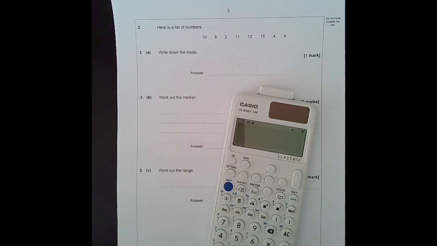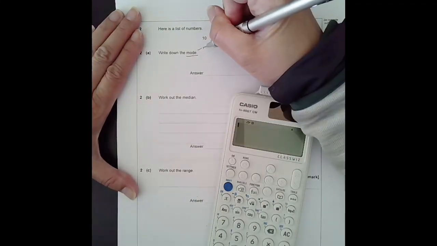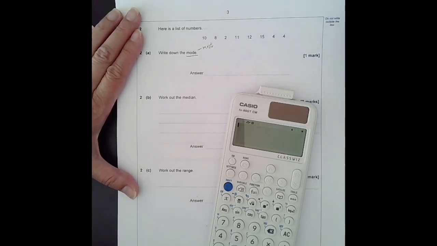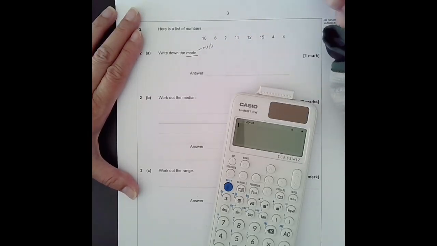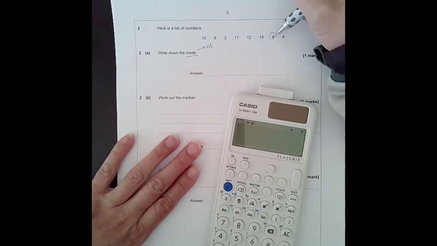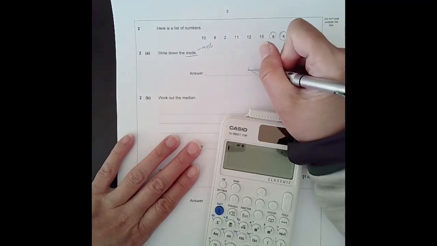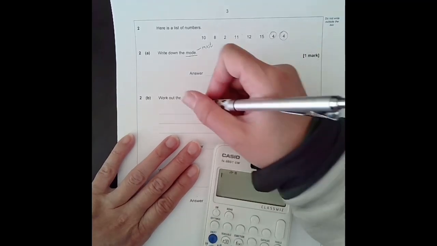So this question is statistics. We are playing around with numbers. So first of all, it's the mode. Mode rhymes with most, that's how I remember it. So most is like I want the highest frequency there. So I can see that the 4 has appeared twice. So that's the highest one. So I have 4 as my mode.